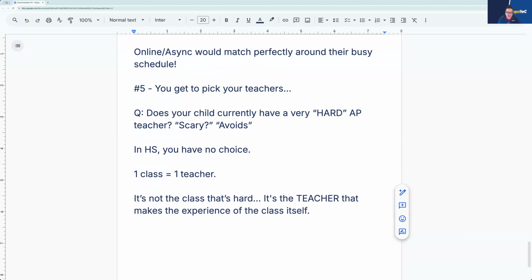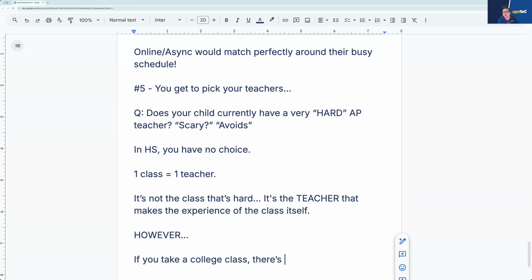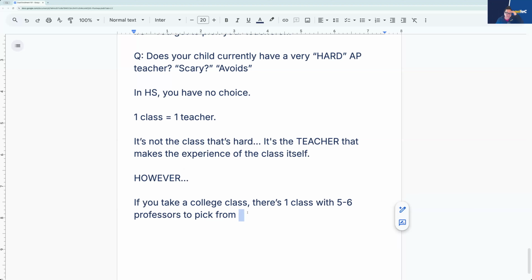In college, however, if you take a college class, there's one class with 5 to 6 professors to pick from. So you don't have to get stuck with only one. You have multiple professors. And what I would do, the strategy, is find the easiest professor. That's it. You find the easiest professor, and you're able to ensure that your chances of doing really well go up. That's the strategy here.